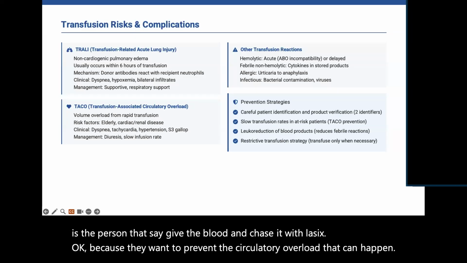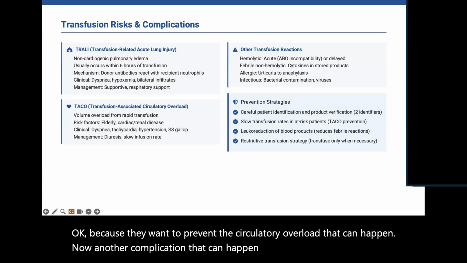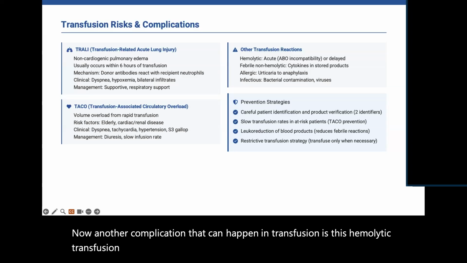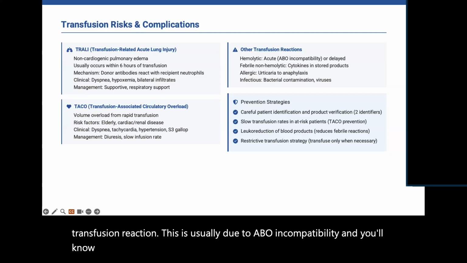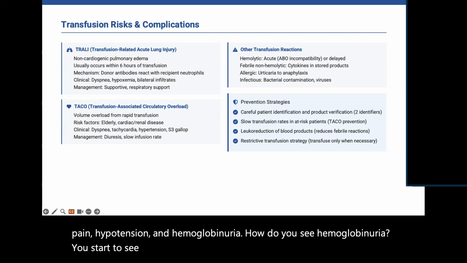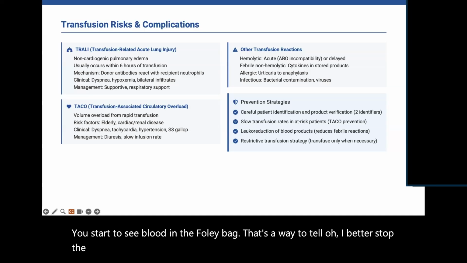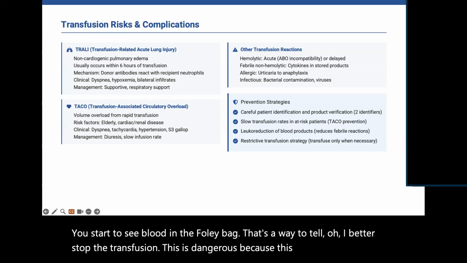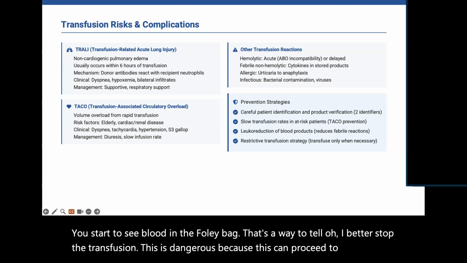Now, another complication that can happen in transfusion is a hemolytic transfusion reaction. This is usually due to ABO incompatibility, and you'll know this because you'll give it, and within minutes you'll see fever, flank pain, hypotension, and hemoglobinuria. How do you see hemoglobinuria? You start to see blood in the Foley bag. That's a way to tell, oh, I better stop the transfusion. This is dangerous because it can proceed to DIC and renal failure.